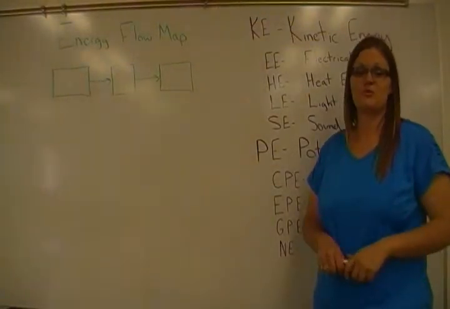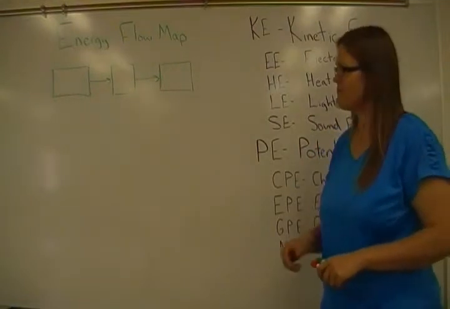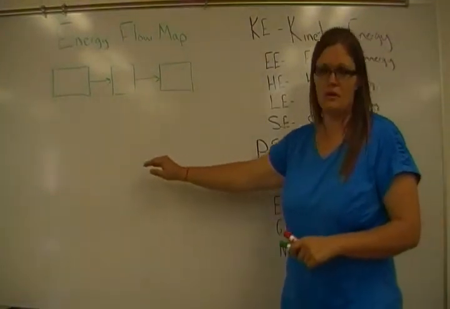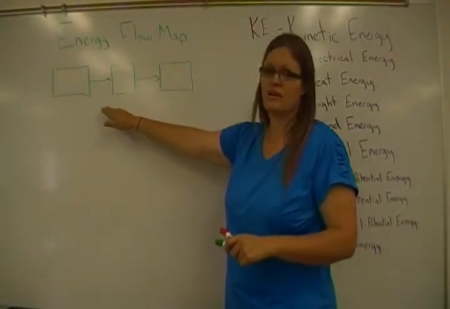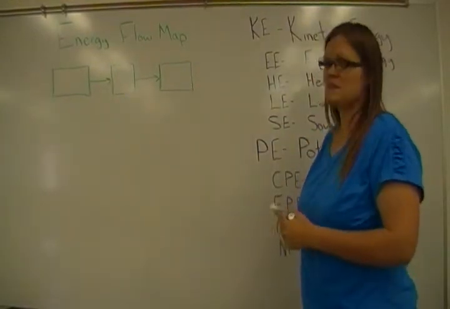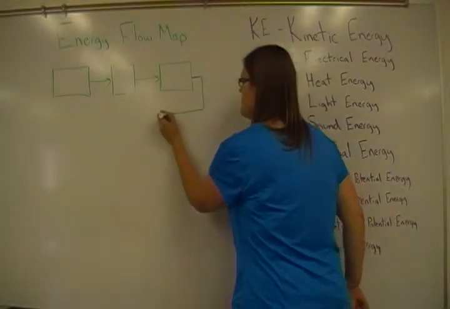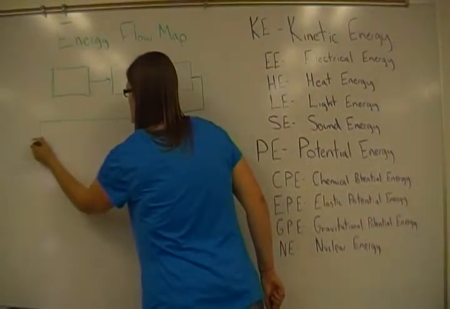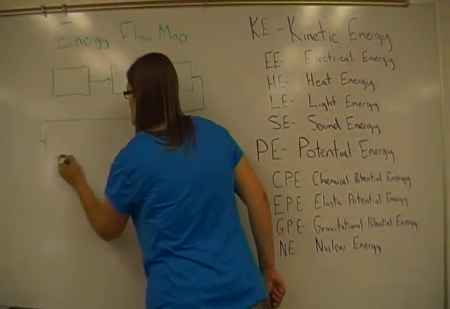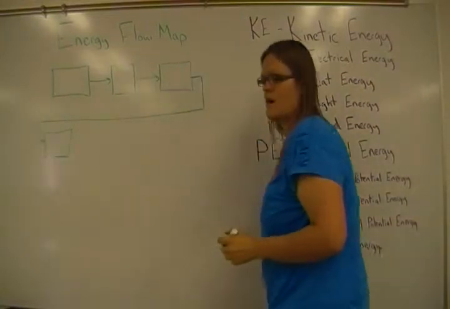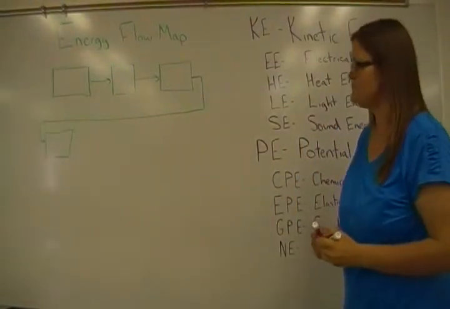This video is to help you draw your energy flow map. An energy flow map is drawn with boxes and arrows from left to right across your page. If you run out of space, then you bring your arrow down and back across so that your next row of boxes will also go left to right.